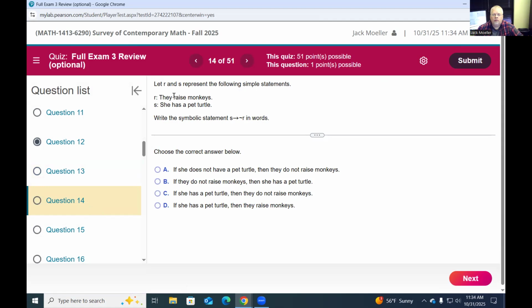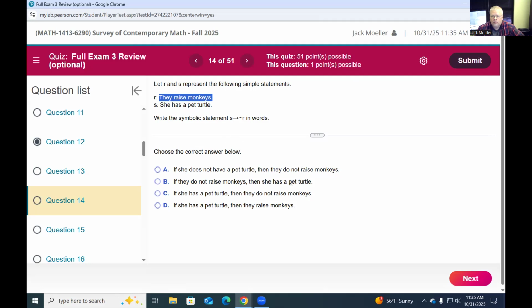And one of the things we talked about, that's in the videos, and I've talked about in class for my in-person classes, is when you have these statements, you have to know the order as well. So here we have if S, then not R. So we start with S. So she has a pet turtle. If she has a pet turtle, then it's not R. So then they do not raise monkeys. So that not R says they do not raise monkeys.